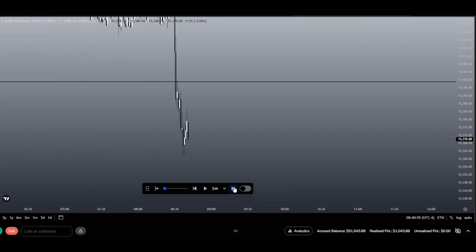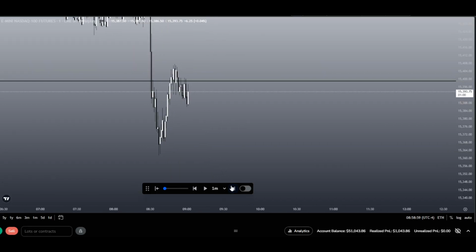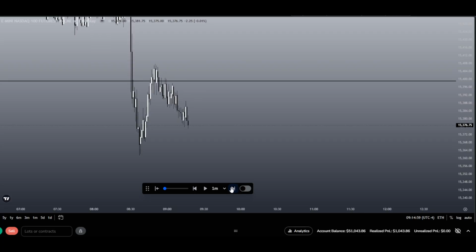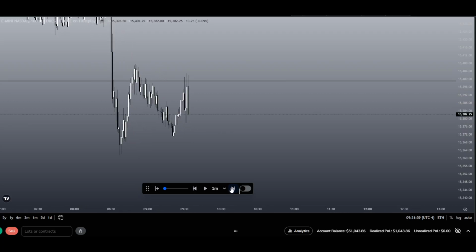Gap's too small. No obvious gaps here. Chopping. Want to see manipulate down and open. Actually, open my pump post.